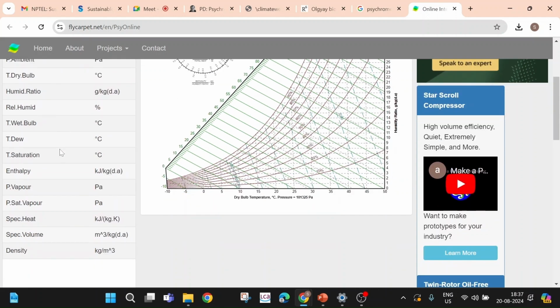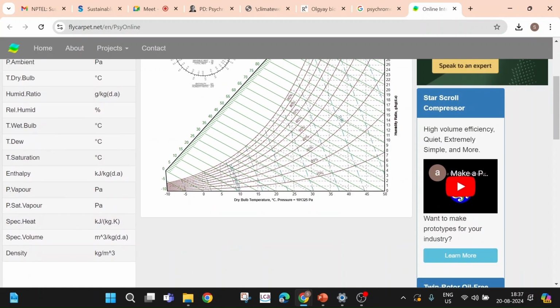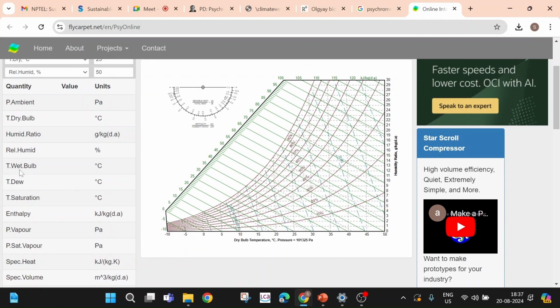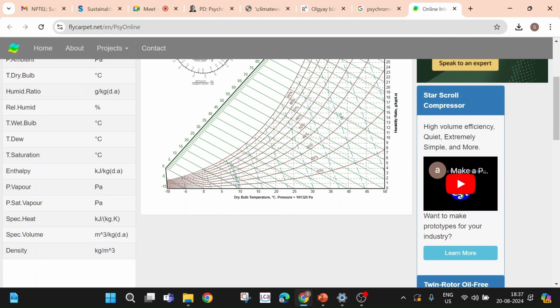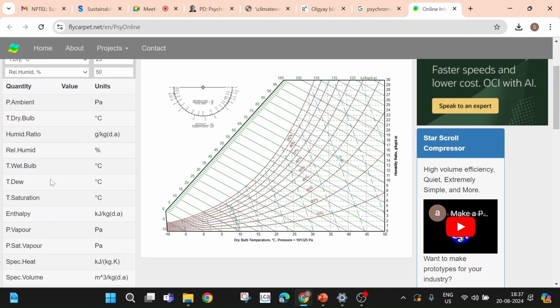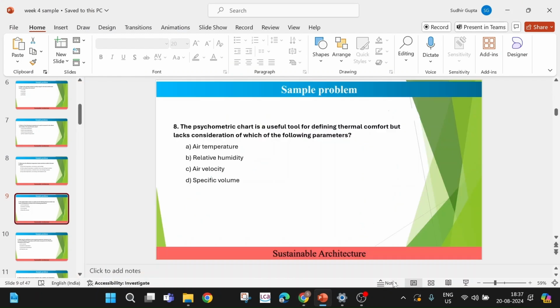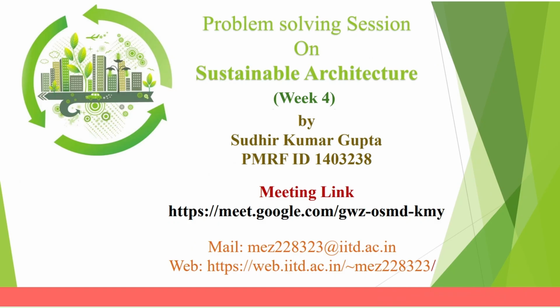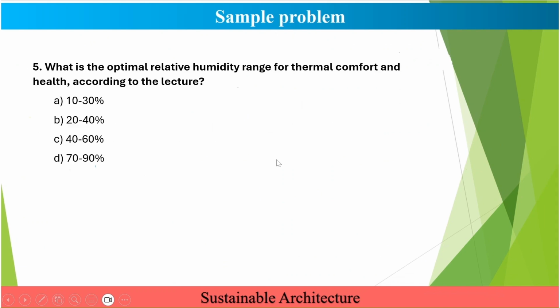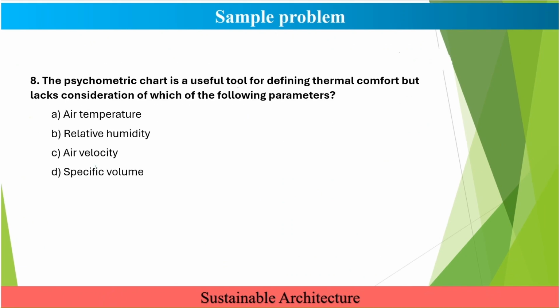So out of this, this is dry bulb temperature, this is wet bulb temperature, and this is specific volume which you were talking about. So all these parameters are there. Out of all these parameters, which parameter was not mentioned there, which you cannot measure? Air velocity. Yes, so it is clear. Air velocity is the right answer for this question number 8.